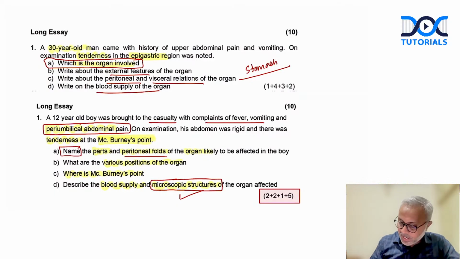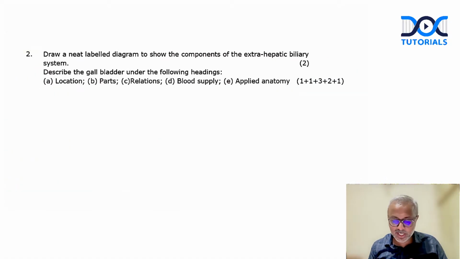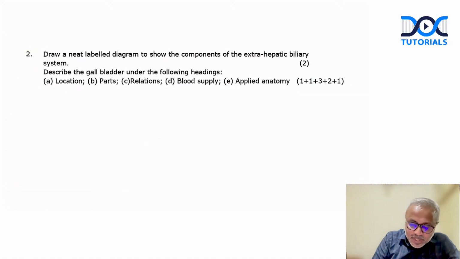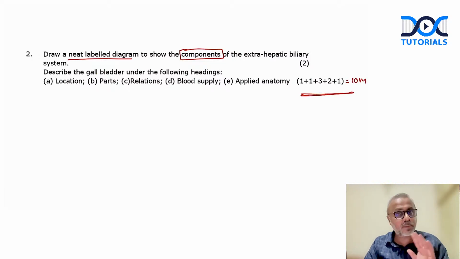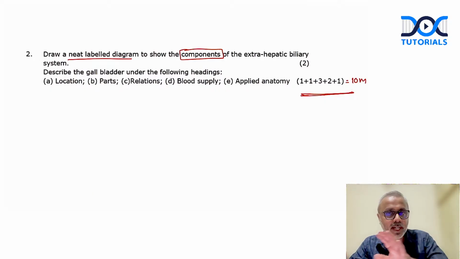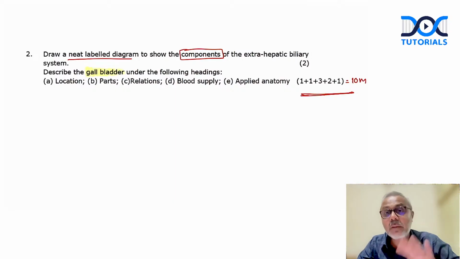Right? Then one more question I wanted to show you before we end the session is this question. Draw a neat labeled diagram to show components of extrahepatic biliary apparatus. Again, a 10 marker question, right? Now, here observe, I told you most likely they will ask about common bile duct. But if you observe here, they have asked about the anatomy of the gallbladder.